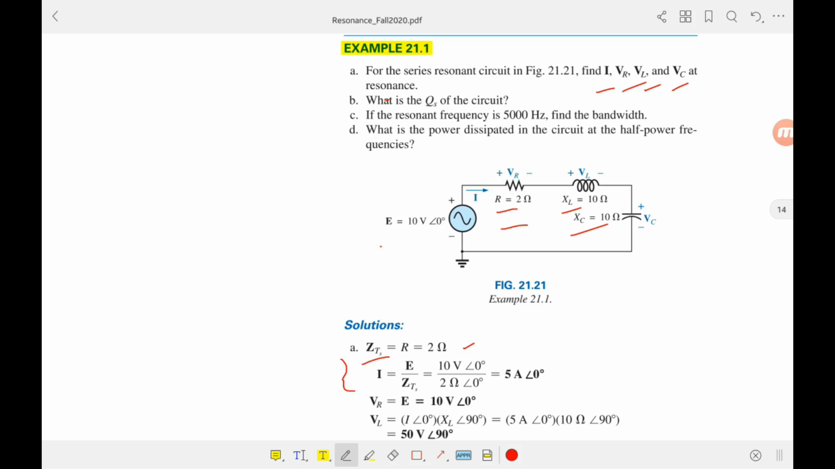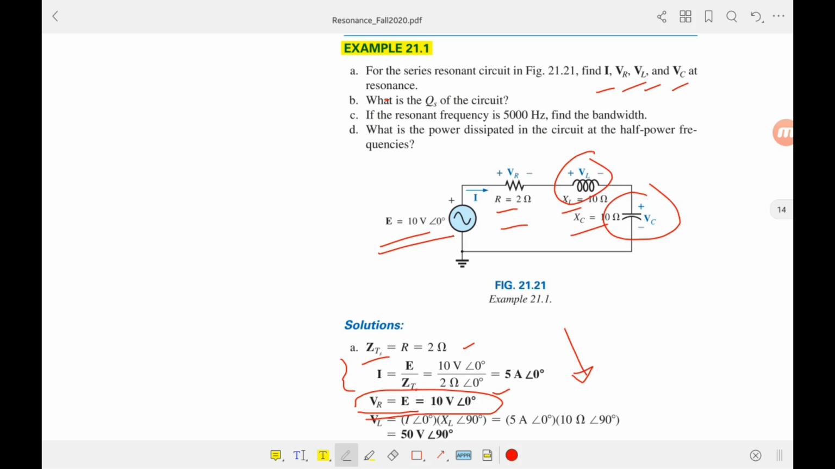E is 10 volt angle 0 degree, as given, so you can put them in, and this is just a simple calculation. Similarly, VR equals E. Why? Because at the resonant condition, VL and VC have no drop to this end, and all the voltage will be dissipated across the resistance. That means VR equals the same 10 volt angle 0 degree.